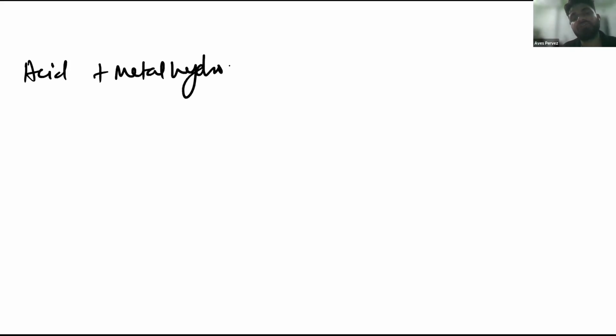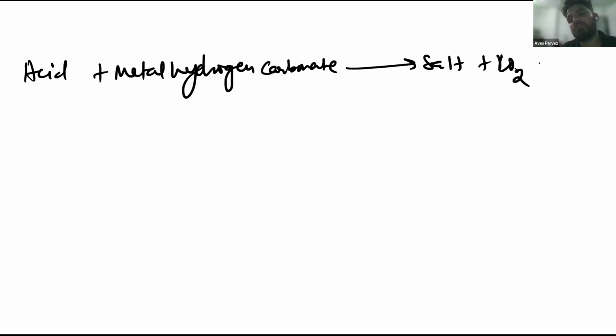Similarly, next is the same if we have acid reacting with a metal hydrogen carbonate. Acids when they react with metal hydrogen carbonate will give you salt plus carbon dioxide plus water. The same products will be obtained, that is salt plus carbon dioxide plus water.